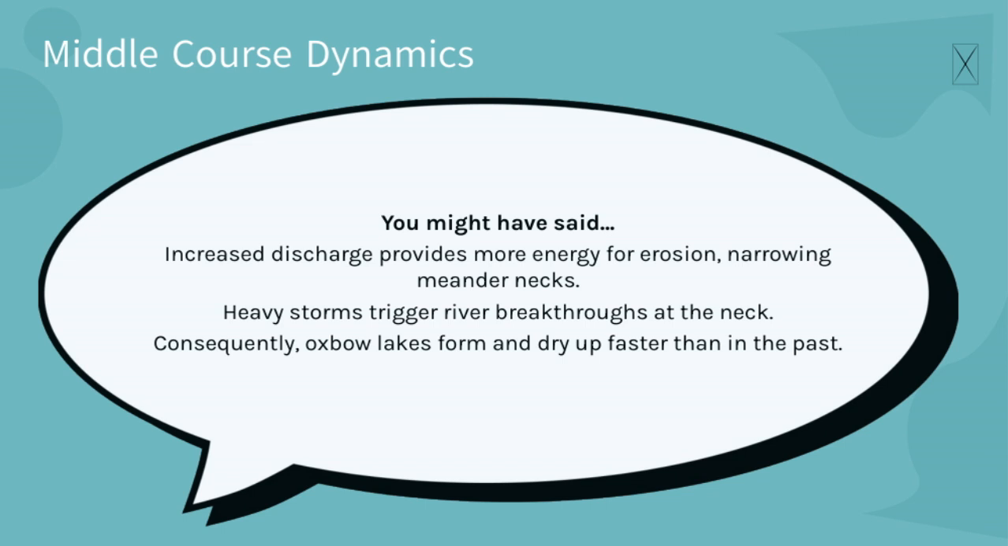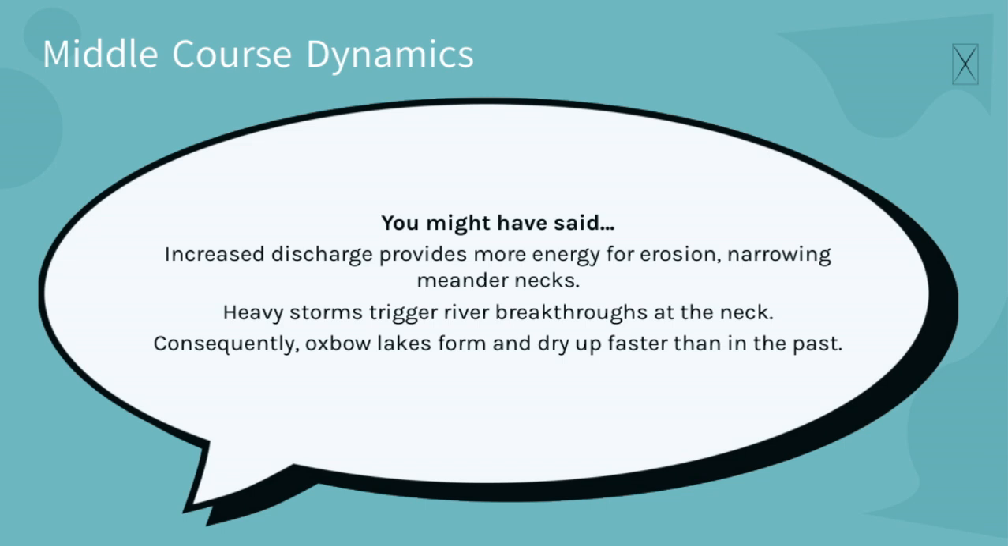During a flood, the river may cut through the narrow neck of a meander and form a new, straighter channel. You might have added that oxbow lakes could form and dry up faster than in the past. That is a strong point because it recognizes that river landscapes are dynamic. They change over time, and the rate of change can increase if river conditions become more extreme.